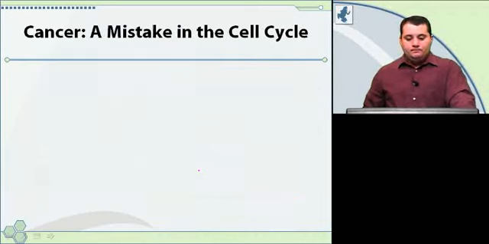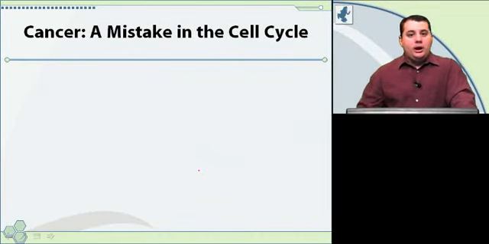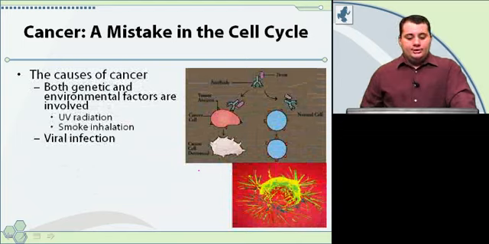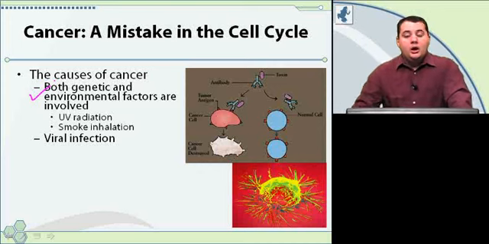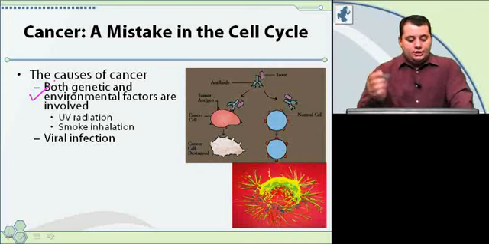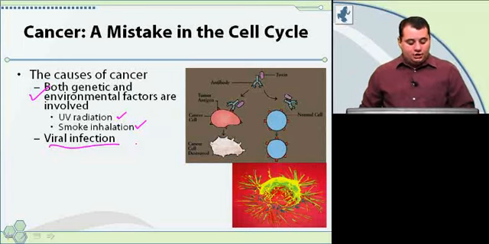All right, let's talk about how cancer is a mistake in the cell cycle. Some of the causes of cancer are either genetic or environmental, which could include UV radiation or smoke inhalation. Also, another cause of cancer could be a viral infection.